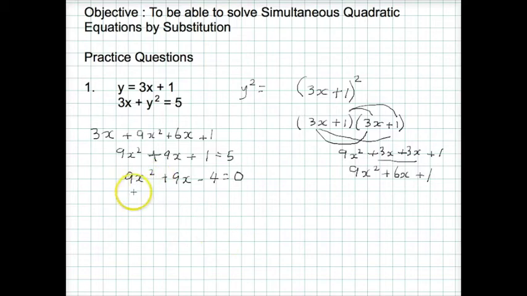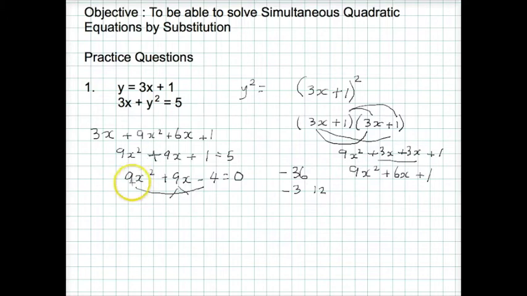So, let's solve this by factorising. 9 times minus 4 gives us minus 36. We're now looking for two numbers that multiply to give us negative 36 and add to give 9. You should be able to see that those two numbers are minus 3 and 12. Minus 3 times 12 gives us the negative, and minus 3 add 12 takes us to positive 9. Split the middle term into the minus 3 and the 12.